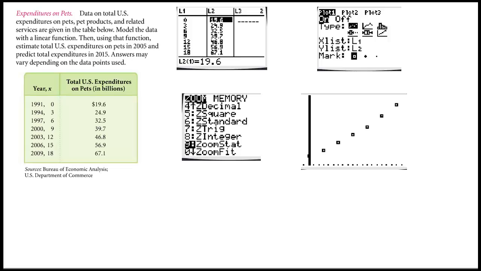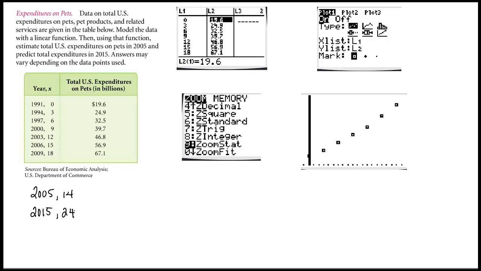If you take a look at the years, x, you always want to have a base year. So when they tell you that 1991 is 0, they're saying 1991 is when this table started. 1994 is 3 years later. 97 is 6 years, and so forth. If I'm looking for 2005, that is 14 years after 1991, so my x is going to be 14. If I'm looking for 2015, that is 24 years after 1991, so x is going to be 24.